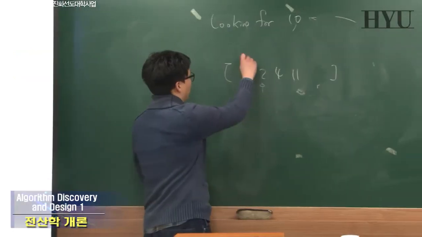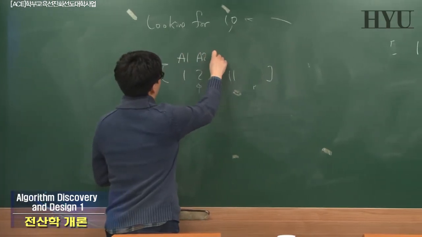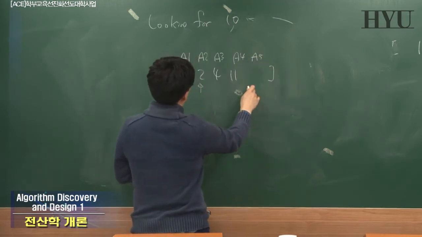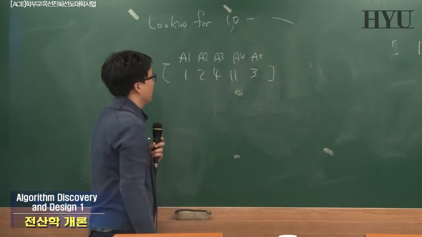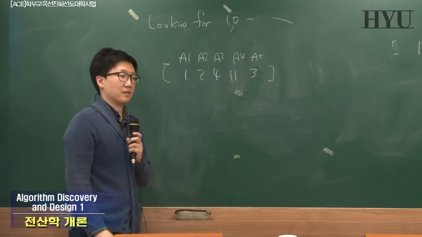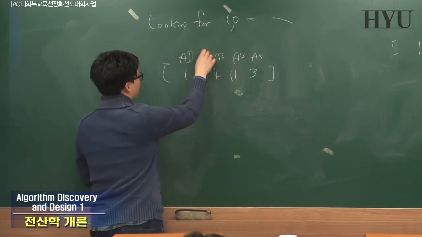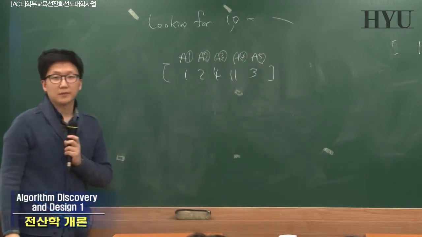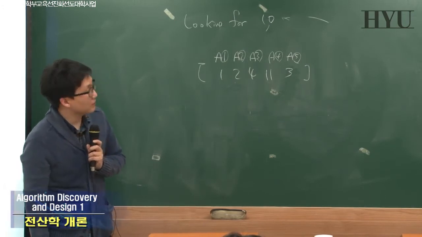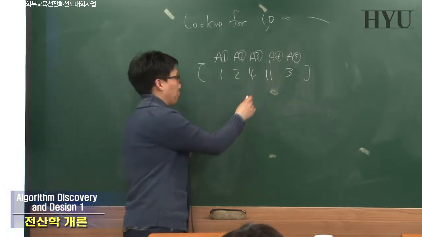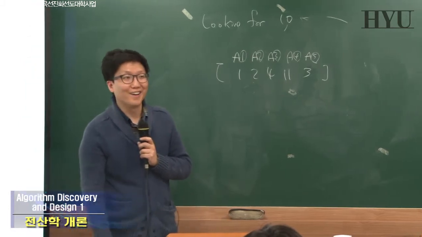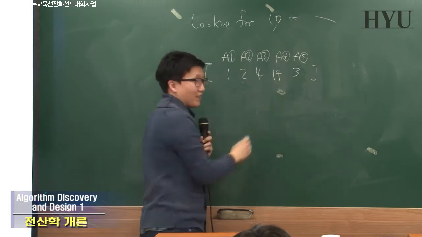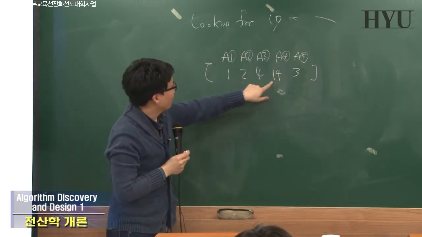So A1, A2, A3, A4, A5. Okay. How do you determine the location in the list? Maybe first location, second location, third location, fourth location, fifth. Okay. What's the biggest number in this list? Oh, someone says 4. Sorry. 14.